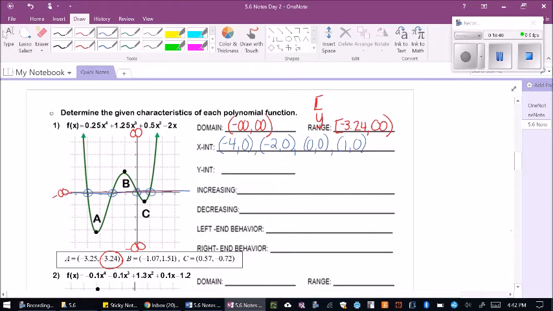So now when I look for the next piece, that's going to be the y-intercept. So the y-intercept is where it's going to cross the y-axis. So I'm going to highlight that. And I'm going to see that my function is crossing right here at this point, the y-intercept, and that's going to be 0, 0.